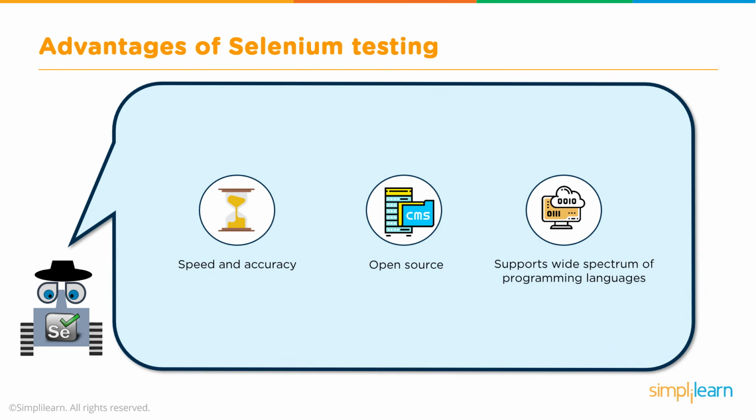Advantages of Selenium: speed and accuracy. Of course, since there is no manual execution, your tests can run faster, and with Grid, it helps in parallel execution, and you can execute large volumes of tests within a very short time frame.